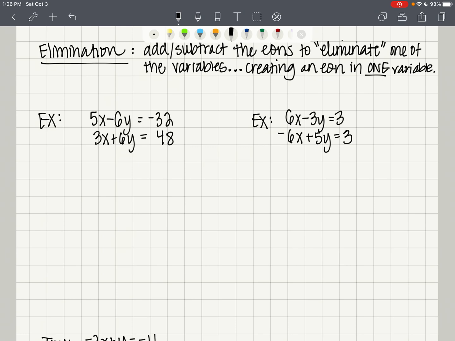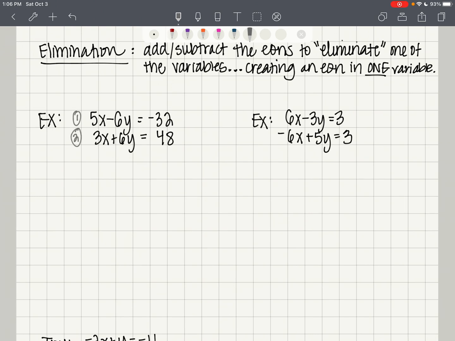5x minus 6y equals negative 32. 3x plus 6y equals 48. When we solve by elimination, we want to add or subtract the equations so that we can eliminate one of the variables. That's going to create an equation in one variable. So I have two equations here, equation 1 and equation 2.